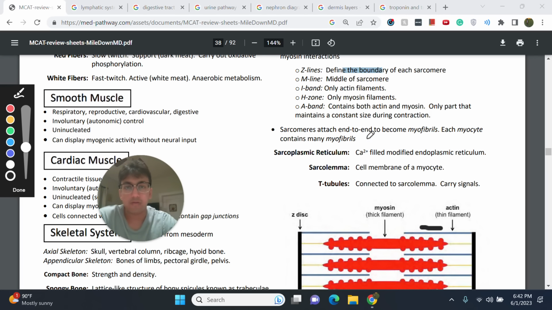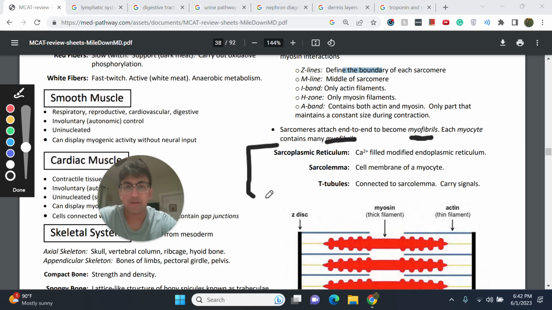Okay, sarcomeres attach end to end and become myofibrils, and each myocyte contains many myofibrils. So you can imagine that there's another sarcomere here, and because they're attaching end to end, they're forming myofibrils, and each myocyte can contain many myofibrils.